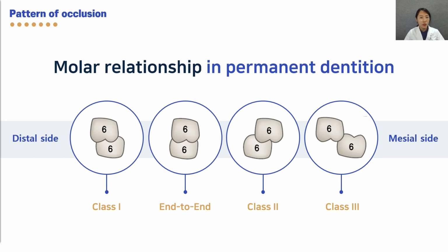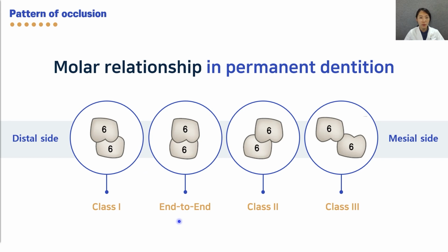After eruption of permanent first molar, relationship of opposing permanent first molar can be classified into 4 categories as shown in this picture. Class 1 relationship means mesiobuccal cusp of upper permanent first molar is in contact or very near the buccal groove of the lower permanent first molar.